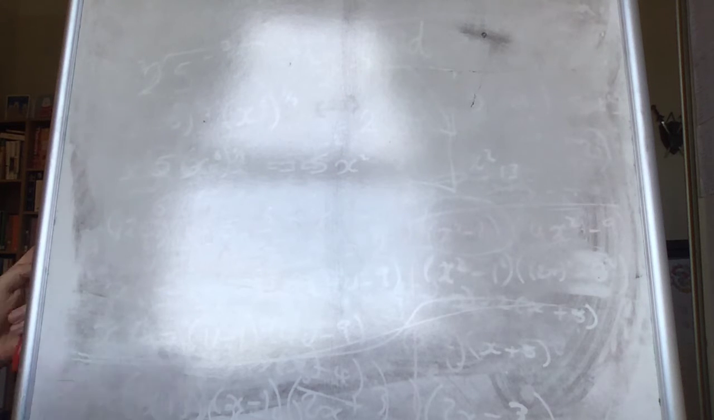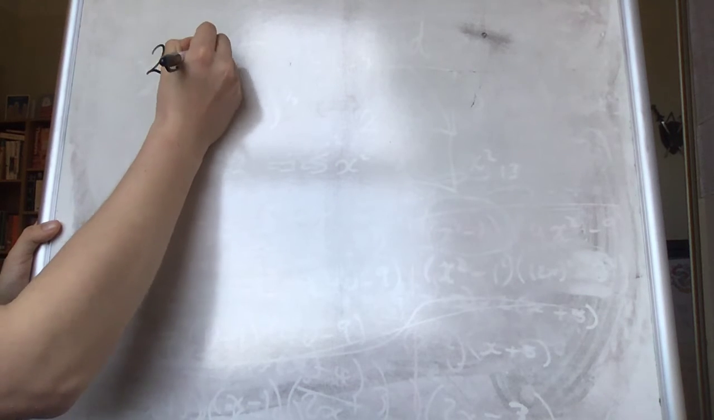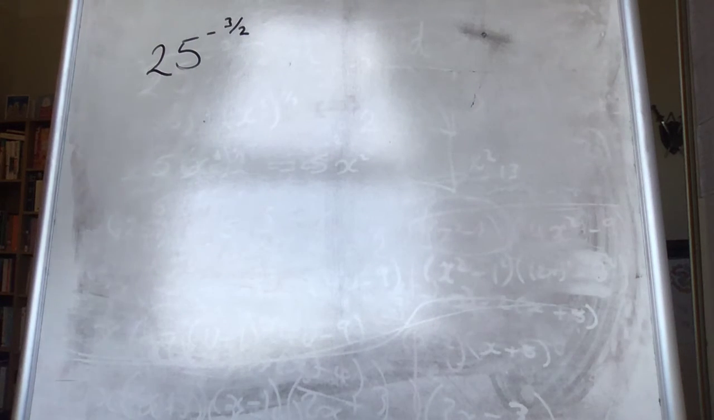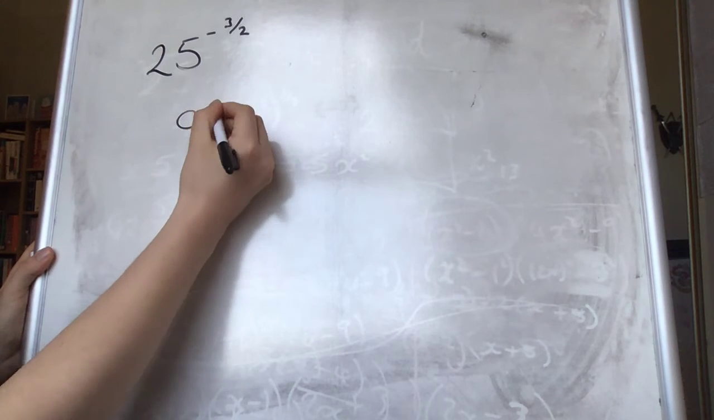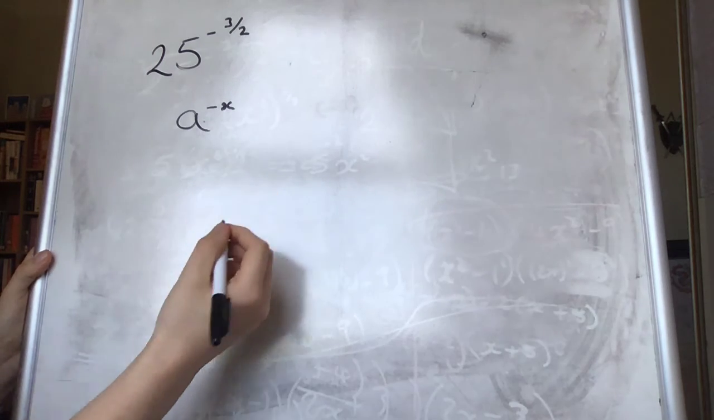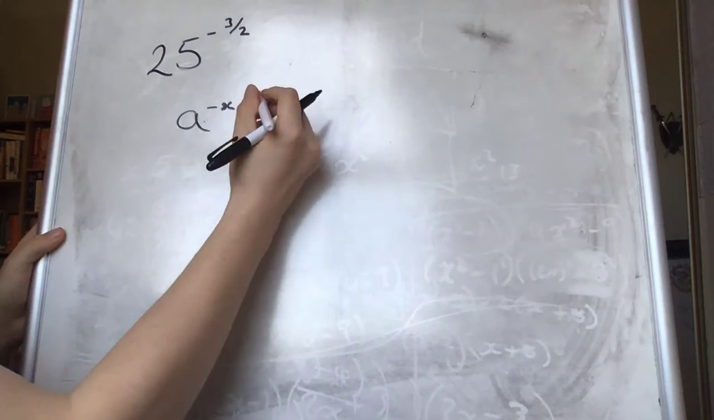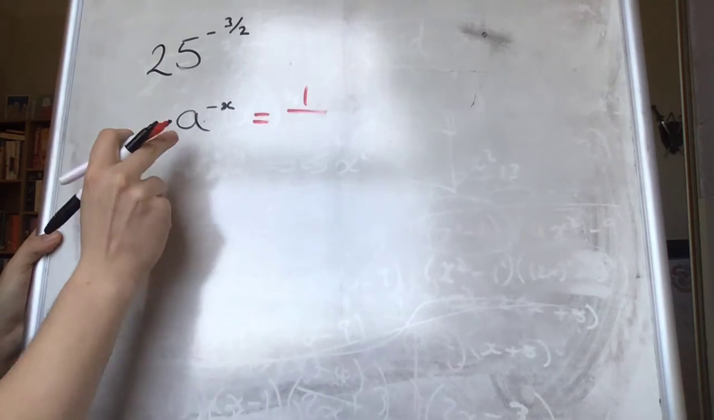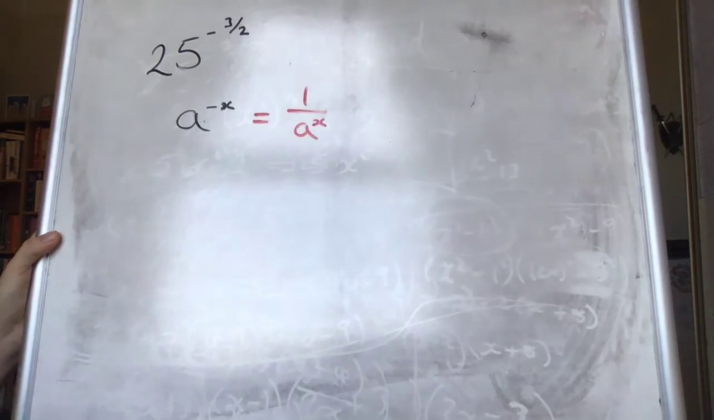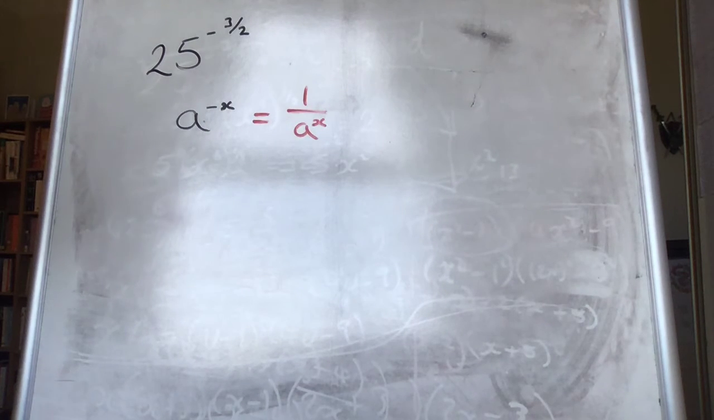Now let's evaluate a negative fractional indice. So let's say we have 25 raised to the negative 3/2 power. Now we should know that whenever we have a number raised to a negative number, like such, that is the same as saying 1 over the base times the positive of that power. So a to the negative x is the same as 1 over a to the x.